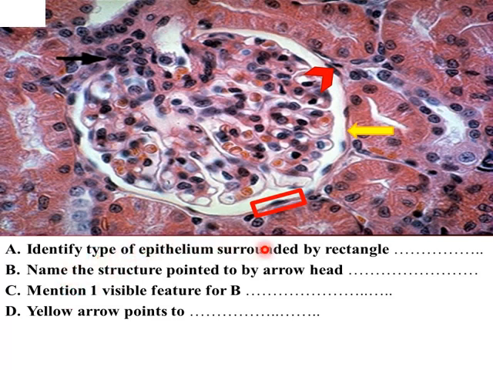Identify the type of epithelium surrounded by the rectangle: it is simple squamous epithelium. The arrowhead points to the nucleus, which appears flat. The yellow arrow points to the basement membrane.